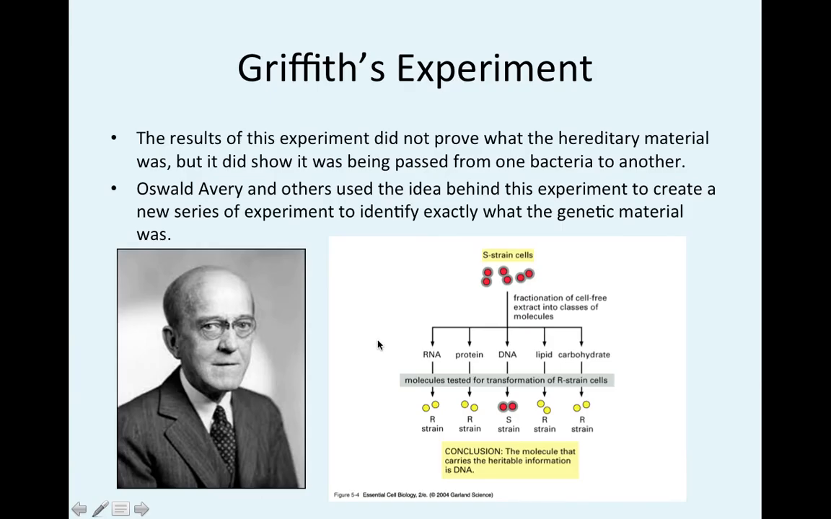So that's Griffith's experiment, experiment 1. The results of Griffith's experiment did not prove what the hereditary material was, but it did show that one type of molecule is able to pass its information on to another bacteria, and that information was being passed on through a molecule.